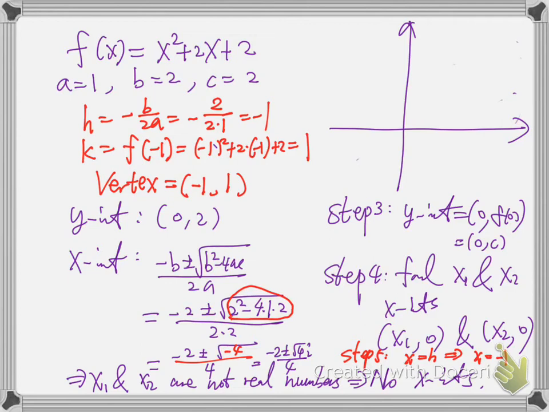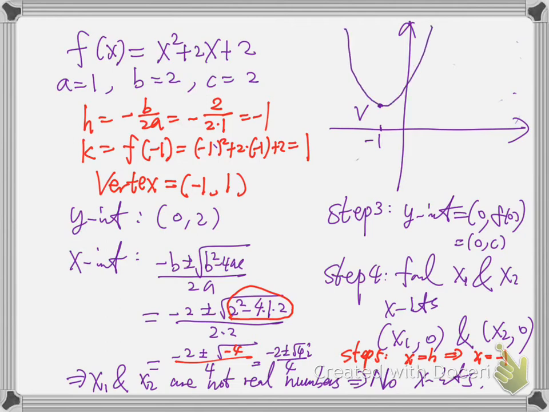Vertex is negative 1, 1. So this is V, this is point V, negative 1, 1. And we know it's open up, so this is our U.